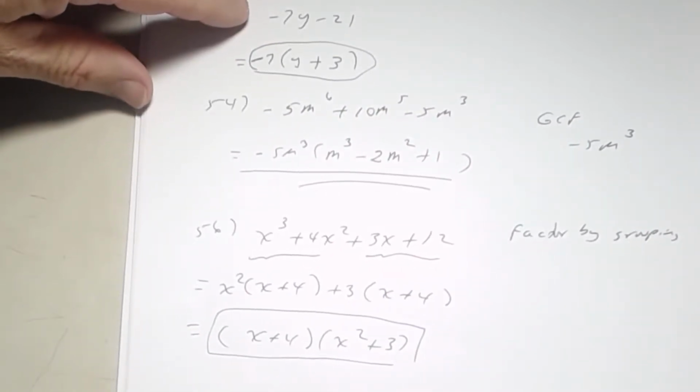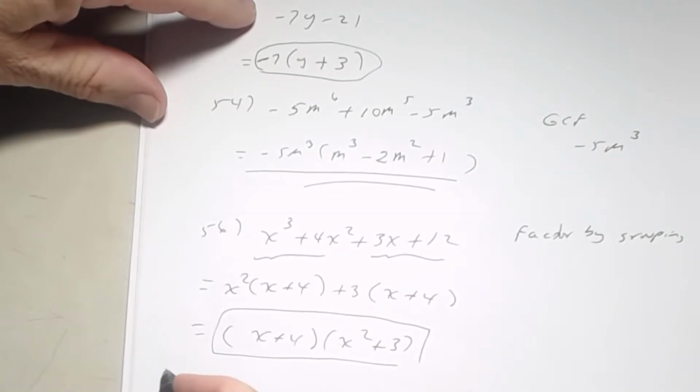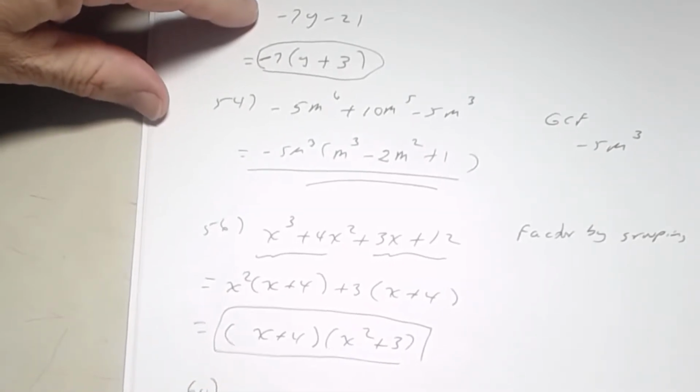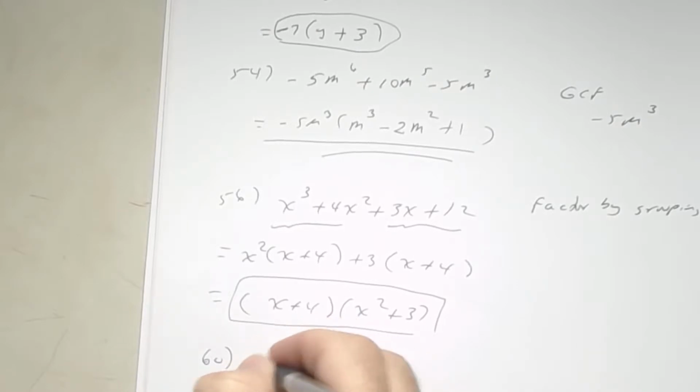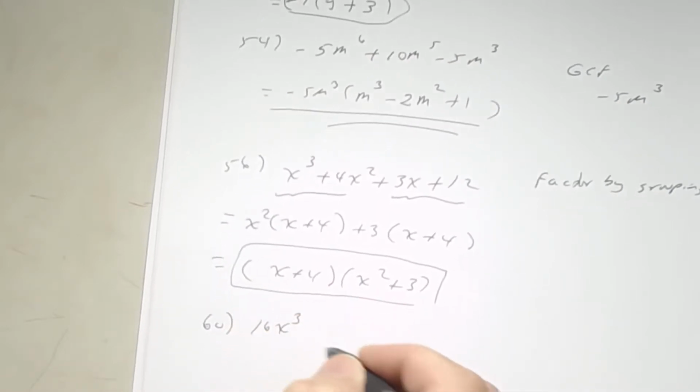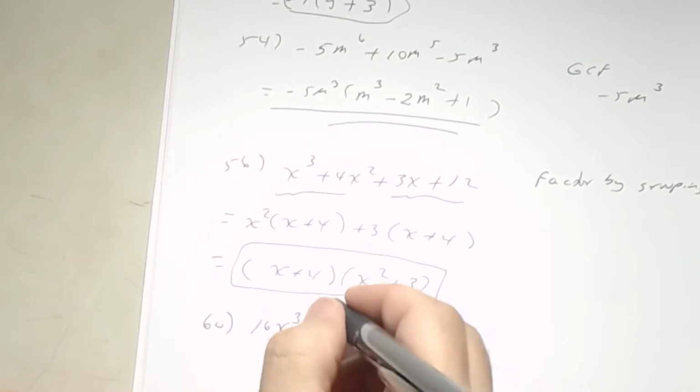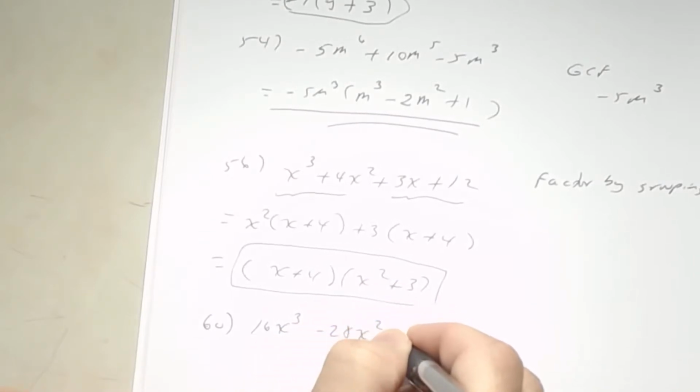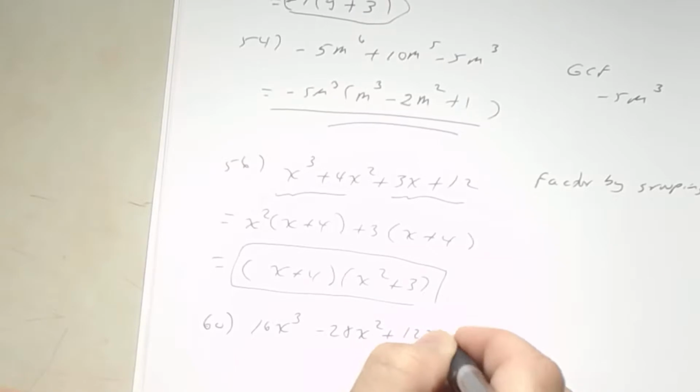Okay. So let's look at number 60. You have 16x cubed minus 28x squared plus 12x minus 21. So 16x cubed minus 28x squared plus 12x minus 21. Also, the first thing you've got to do is look for a GCF. Is the GCF other than 1? No, the GCF is what?